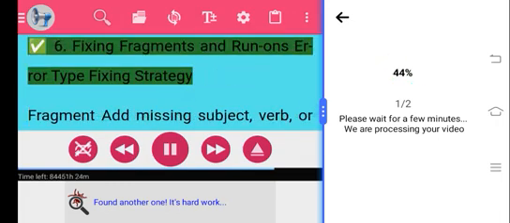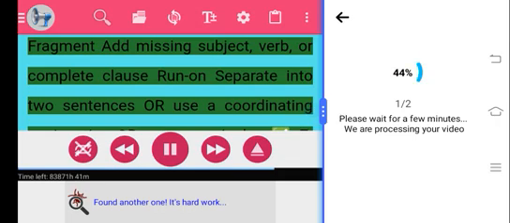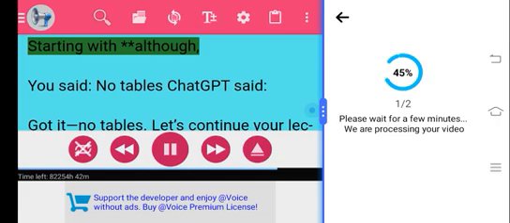Fixing fragments and run-ons. Error type, fixing strategy. Fragment: add the missing subject, verb, or complete clause. Run-on: separate into two sentences, or use a coordinating conjunction, or use a semicolon. Check mark. 7. SSC's favorite traps. Starting with although.